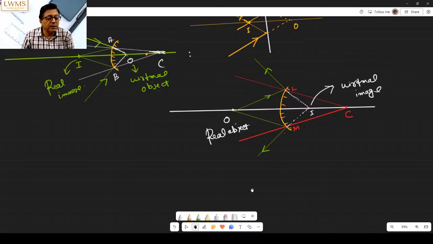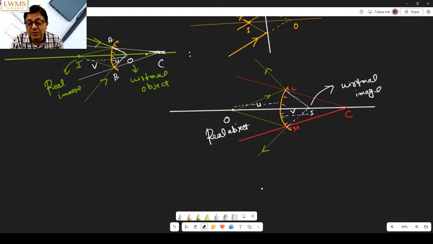Let us do it for a concave mirror. So see how image and object are formed. We are very much interested to relate this object distance, which we will take as u, and this image distance, which will be taken as v. So what is u here? This portion is u and this portion is going to be v.